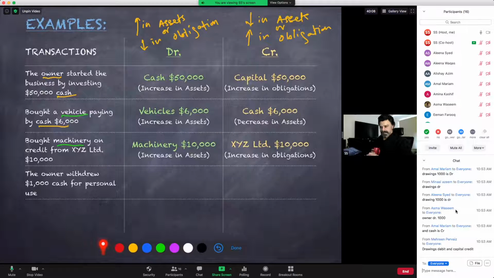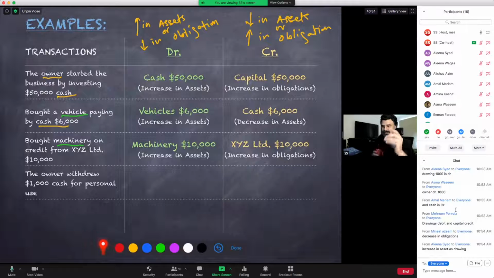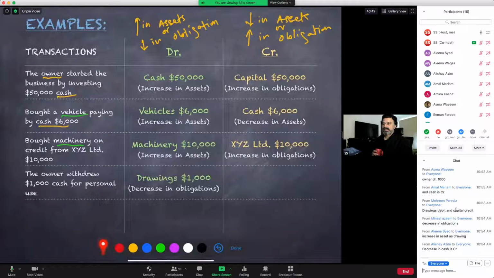So in this case, yes, most of you are correct. Owner, Asma, is again a very general way of describing stuff. We need to be specific. We know that there are two terms we use related to the owner. When the owner contributes, we use the term capital. When the owner takes away something, we use the term drawings, right? Owner by himself or herself is just a reflection of capital, profits, and drawings in accounting, nothing more, right? So yes, drawings is the correct answer. Drawings account $1,000 is going to be debited.